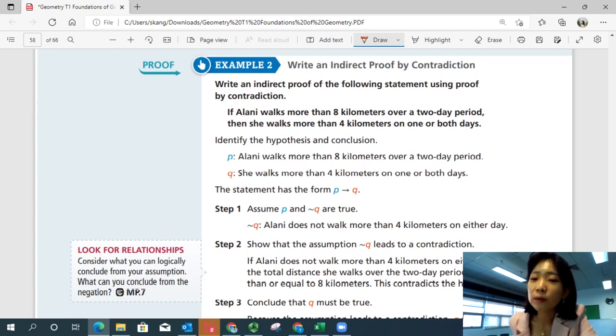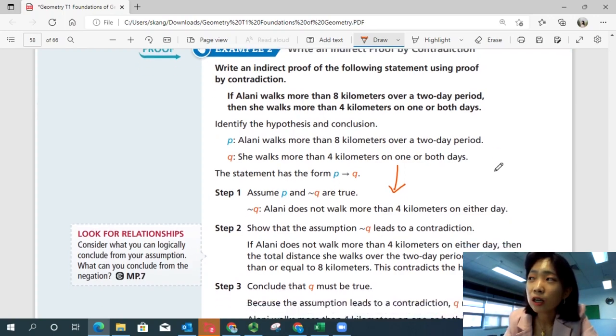So step 1, we're going to assume the opposite, if P then not Q, is true. So what is not Q? We're going to change the Q statement into a negation. So Eleni does not walk more than 4 kilometers on either day would be the entire opposite of the conclusion we have in the conditional statement. And then step 2, show the assumption not Q leads to a contradiction.